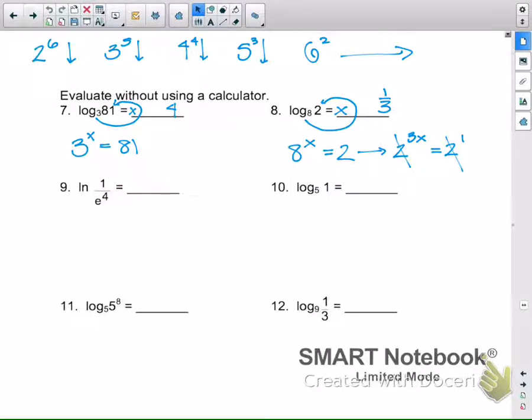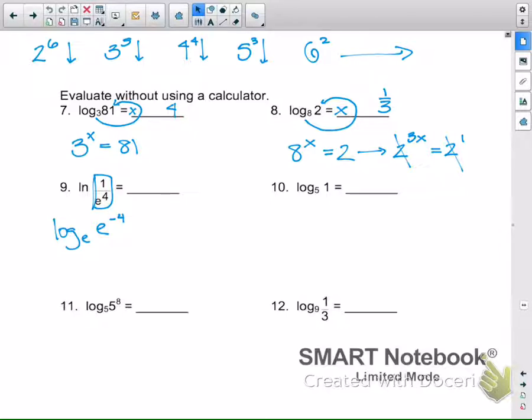Others of these are going to have really easy things to them as long as you know a little bit of exponent rules. So for example, 9, a little bit of rewriting here takes you a long way. ln is the same as what? Log base e. And now this is stretching way back to August. But when we have 1 over something, that implies what kind of exponents? Negative. So I can rewrite 1 over e to the 4th as e to the negative 4.